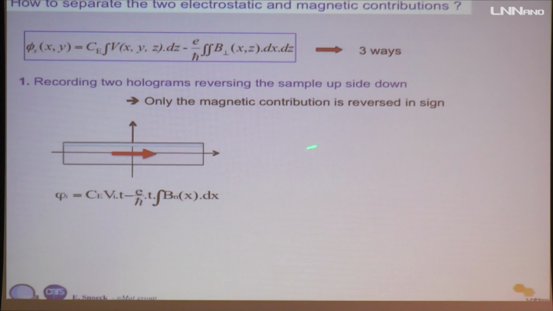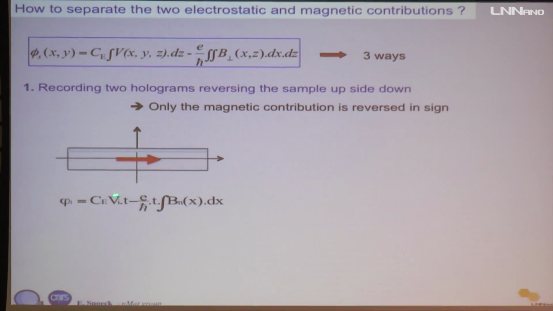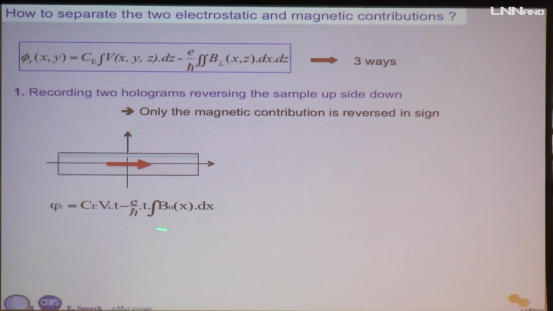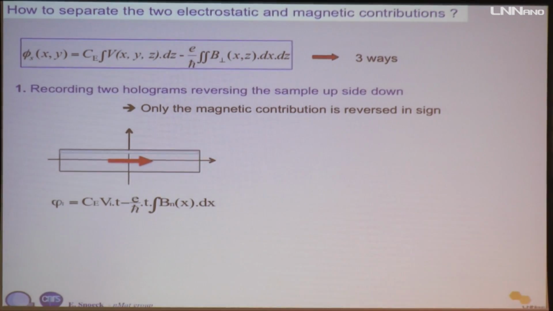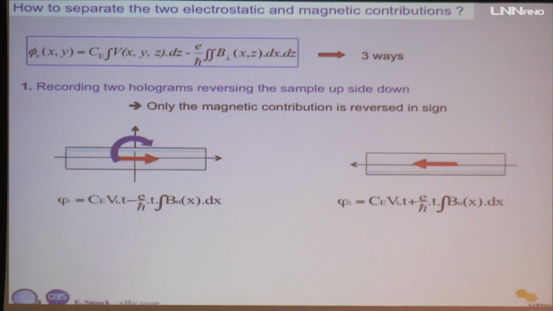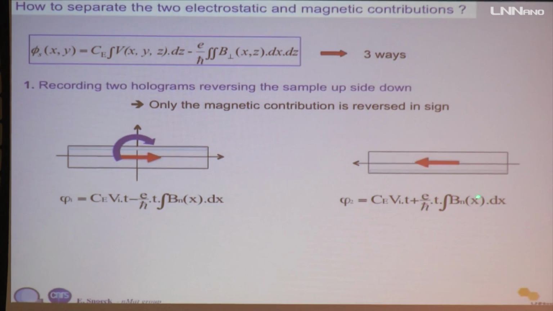Imagine that you have a material like that, with a given magnetization direction there. You make a hologram, and you extract from this hologram the electrostatic part, meaning the potential and possible electrostatic charges, plus the magnetic part, okay? So you do the hologram, and then you flip the sample upside down and redo the hologram. If you analyze the holograms, you keep the same value for the electrostatic contribution, but you reverse in sign the magnetic contribution.